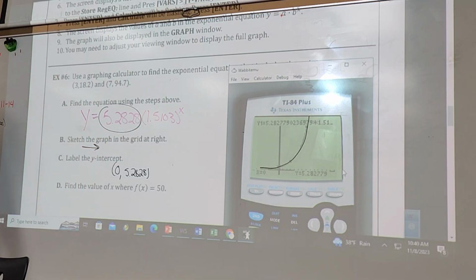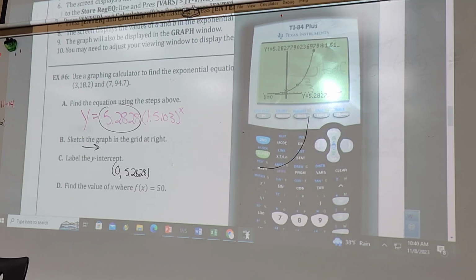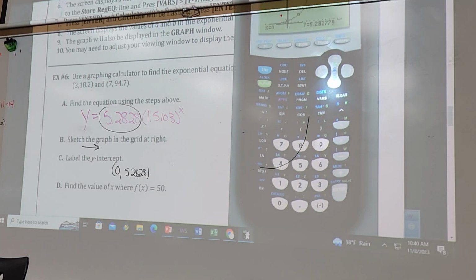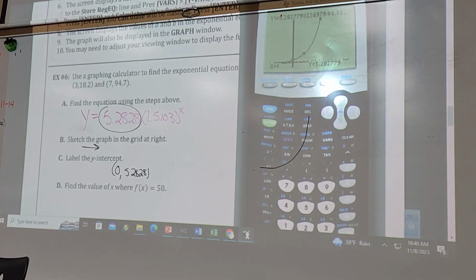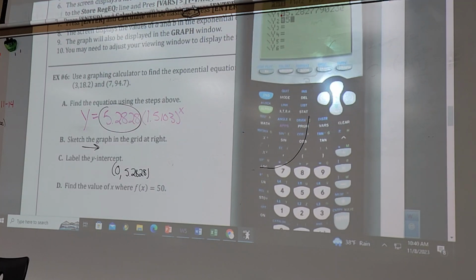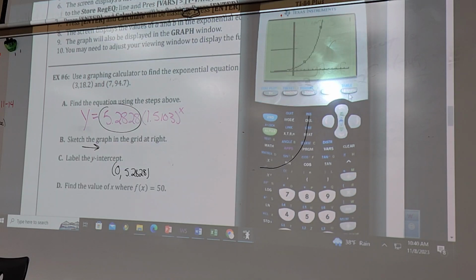And when does f of x equal 50? Now, when I do second calculate value, that just plugs it in for x, right? What do I have to do when I have to calculate it to something? I have to plug in the graph 50, right? I need to always plug in that value. When does the function equal 50? And then I do second calculate intersect.